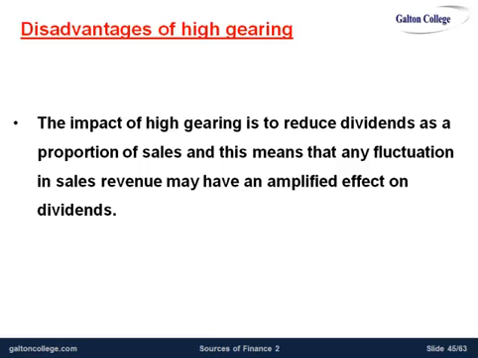The impact of high gearing is to reduce dividends as a proportion of sales. This means that any fluctuation in sales revenue will have an amplified effect on dividends. The first call on profits will be the lending institution, the bank. The loan gets priority. It must be repaid and the interest must be paid. So that is fixed.